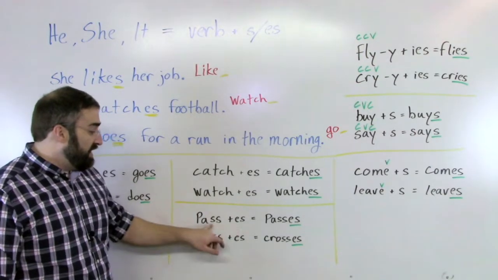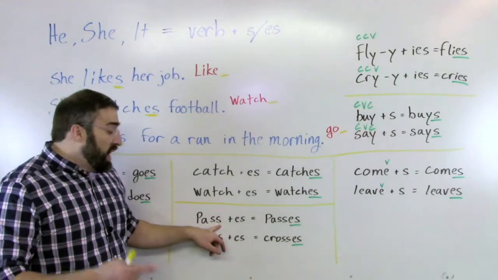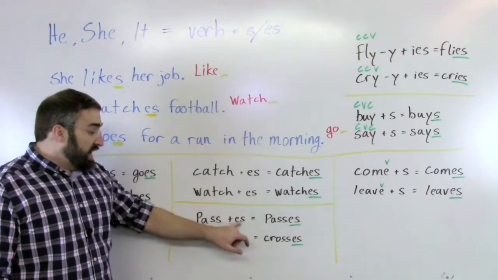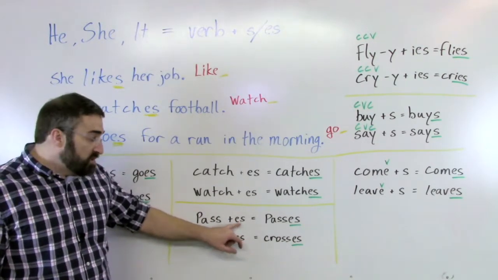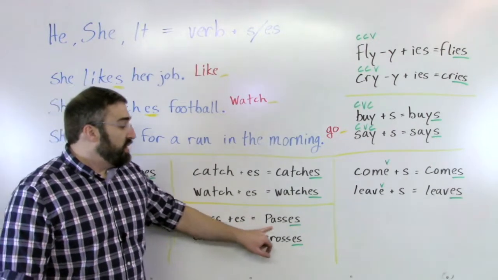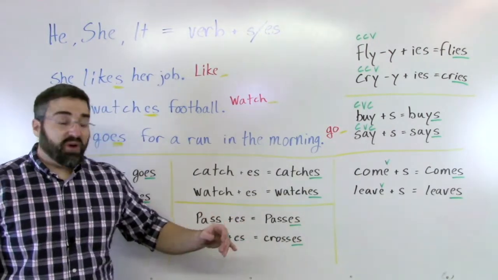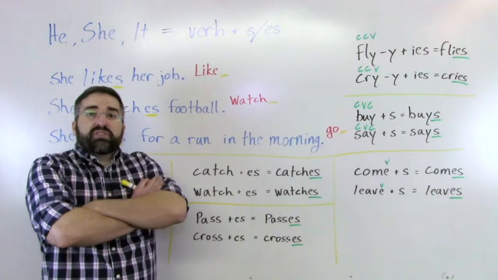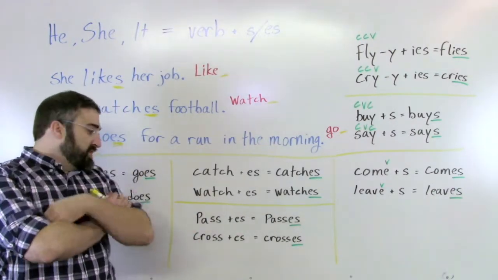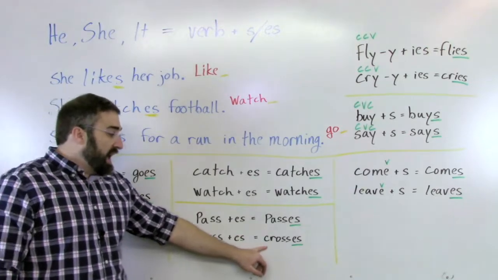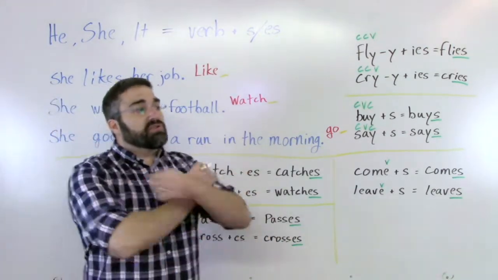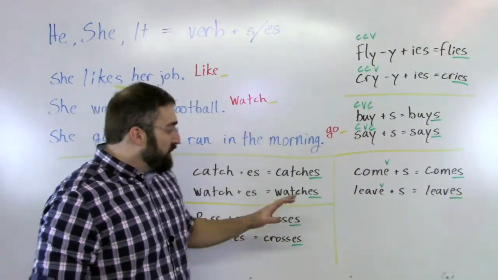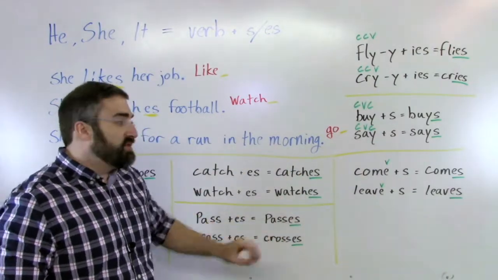Pass plus ES, you have SS here. So often when we have a word that has SS or double consonants, we're going to add the ES. Maybe not always, but usually we add the ES. So passes, right? He passes the ball. Next one is cross, to cross something, right? Cross my arms. That's ES. So we add crosses. He crosses his arms. Make sure that you add an ES for these types of words.